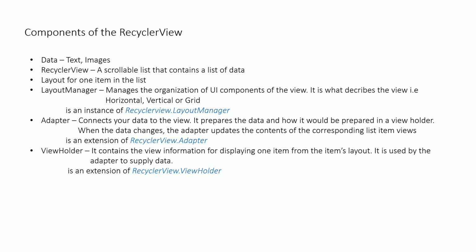Okay, so the final component of the recycler view is the view holder. The view holder is basically what contains the view information for displaying one item from the item's layout. So the view holder is what is responsible for displaying data of one item. It works hand in hand with the adapter to display data in your recycler view. Okay, so to recap, we have six components: data, recycler view, one item's layout, layout manager, adapter, and view holder.